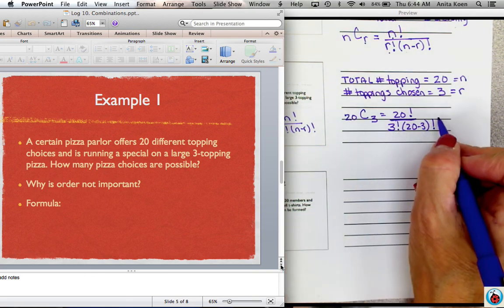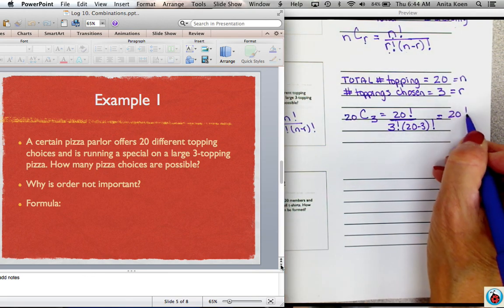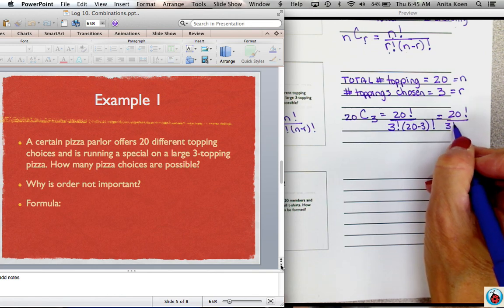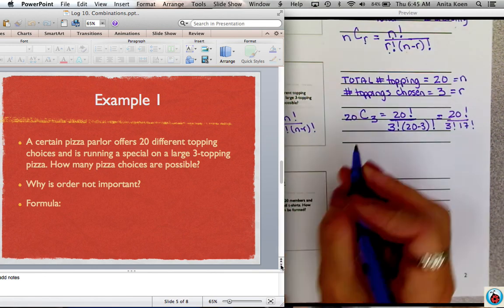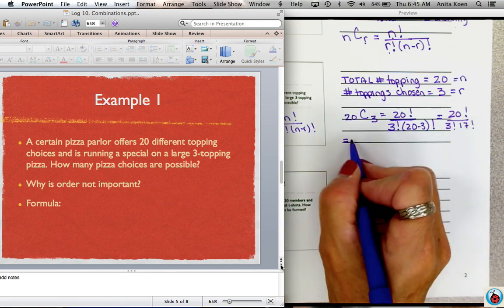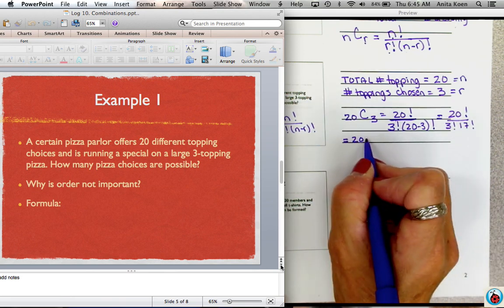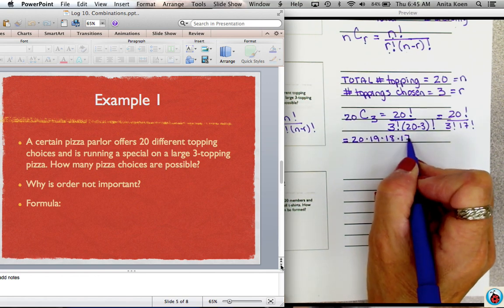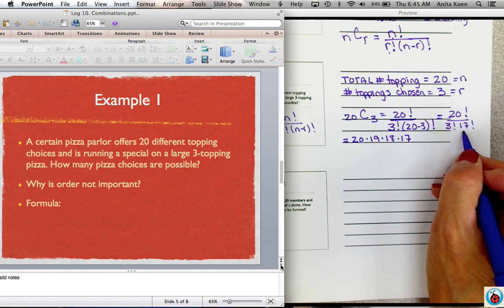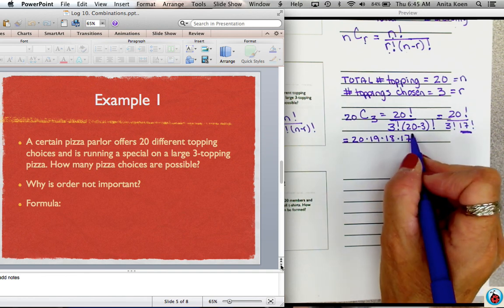Let's do this arithmetic. 20 factorial over 3 factorial. 20 minus 3 is 17 factorial. So now we're going to list these out. So we have 20 times 19 times 18 times 17. Now look right here. I see 17 factorial here. So I'm going to stop.